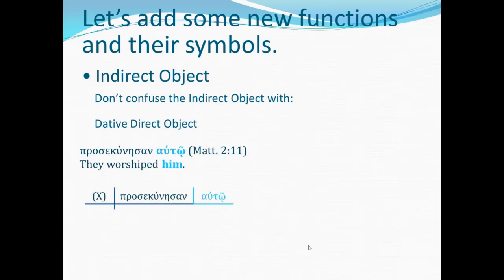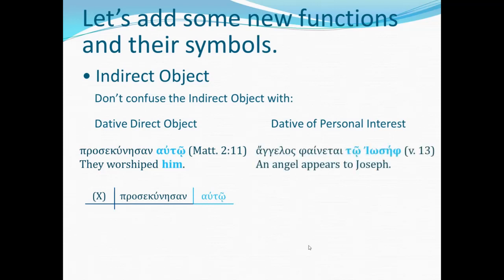Another common construction that can easily be confused with the indirect object is the dative of personal interest. You may or may not have heard of this construction, but this is with intransitive verbs. It's a dative that sort of feels like an indirect object. You would translate it with to or maybe for, just like you would an indirect object, but it cannot be an object because the verb isn't transitive. Let me give you an example, and then we'll talk about transitive and intransitive verbs. So again in Matthew 2, verse 13, an angel appears to Joseph. So we have a dative case, to Yosef. The word Yosef is indeclinable.